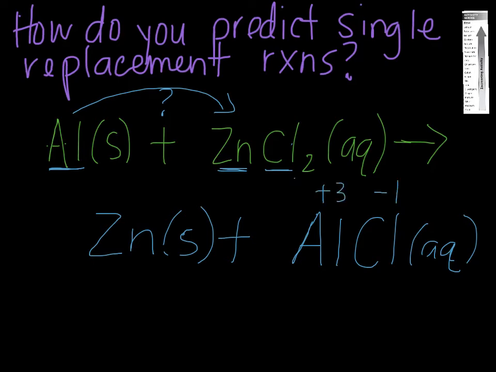Chlorine is in group 17, has a -1. So you have to remember that these ionic compounds that you are creating, you have to write the charges above them and crisscross their charges.